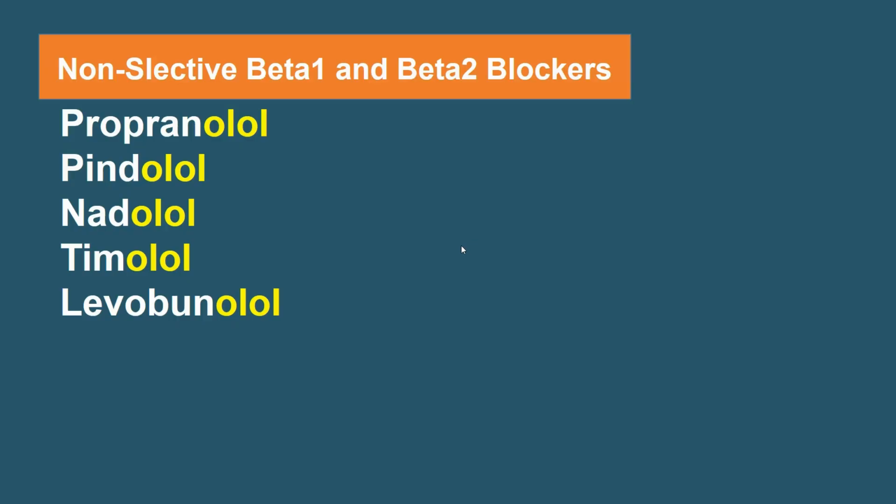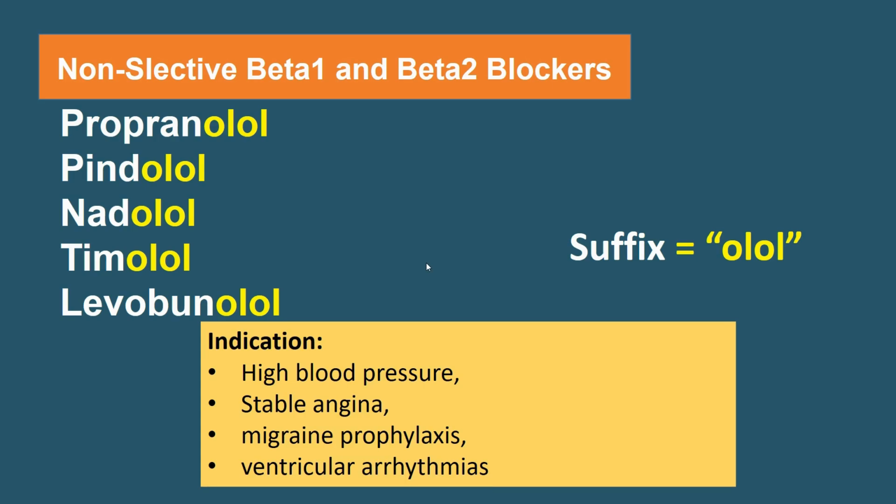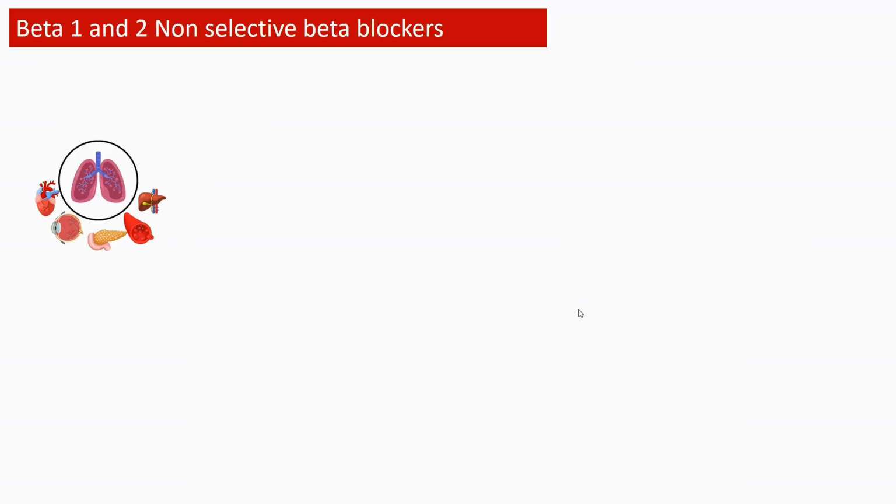Next, non-selective beta blockers, which are beta 1 and 2 blockers, such as propranolol, pindolol, nadolol, timolol, levobunolol. They all have the suffix olol, and indications are primarily high blood pressure and stable angina. Propranolol is also used for migraine prophylaxis, and beta blockers are also used for ventricular arrhythmia, especially tachyarrhythmias. So this medication is widely used for arrhythmic conditions.